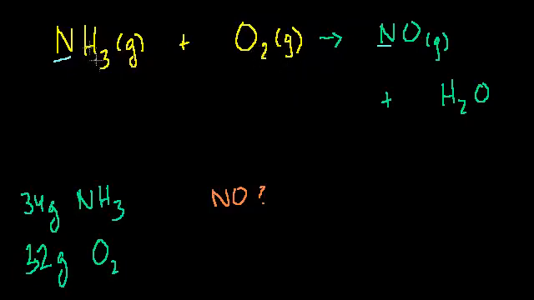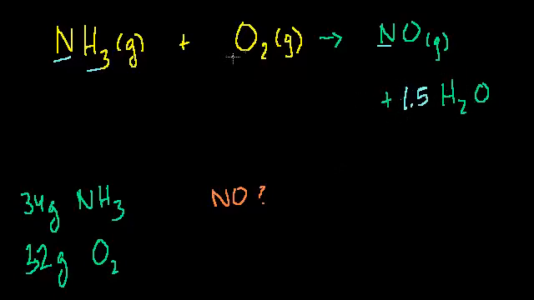Hydrogen. We have three hydrogens on the left-hand side. On the right-hand side, we have two hydrogens. So let's see. How can we have three hydrogens on the right-hand side? If we multiply this times 1.5, now we have three hydrogens on this side. 1.5 times 2, we have three hydrogens on the right-hand side. Things are looking good.